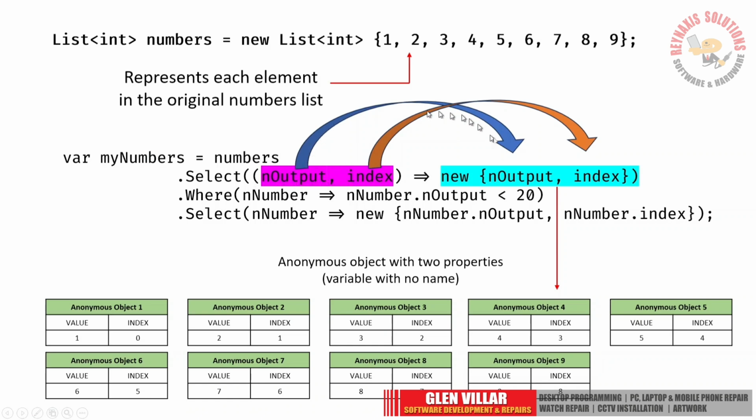Hence, this arrow is pointing here. The end output will go, the values of this will be assigned to this, and the index will be assigned to this. When you see the word new followed by curly braces and a few variables in C#.NET, then it may mean that this is creating an anonymous object.